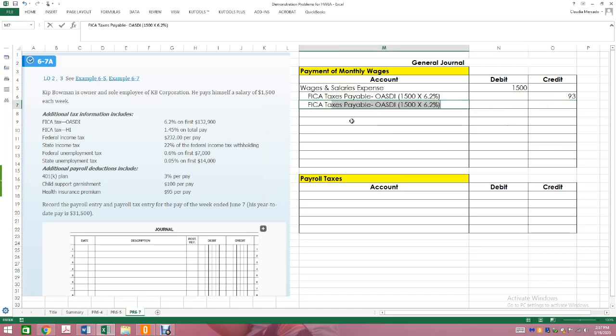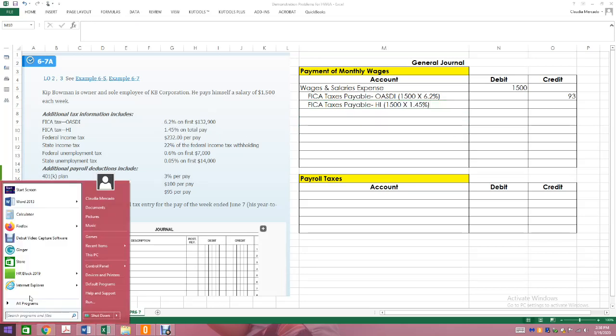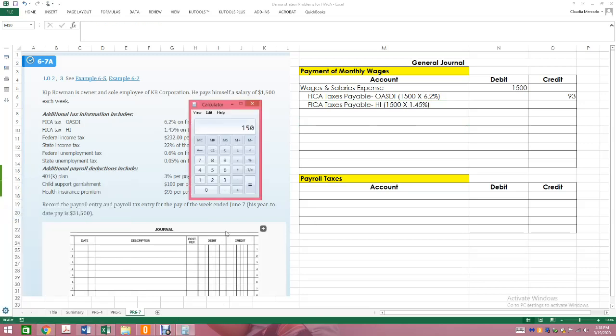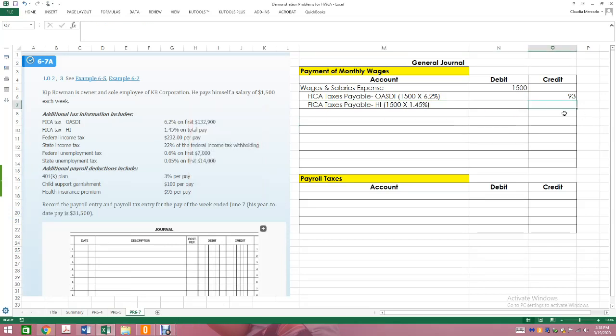Okay. Now I'm going to do my HI. Okay. And it's going to be $1,500 times 1.45%. Okay. And the 1.45% is provided to you in the problem. So we're going to get our calculators. 1,500 times 1.45%. That's $21.75. Okay. We're also going to deduct employees' federal income tax payable. Okay.